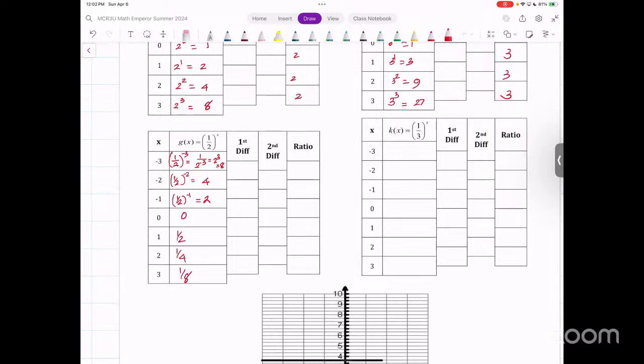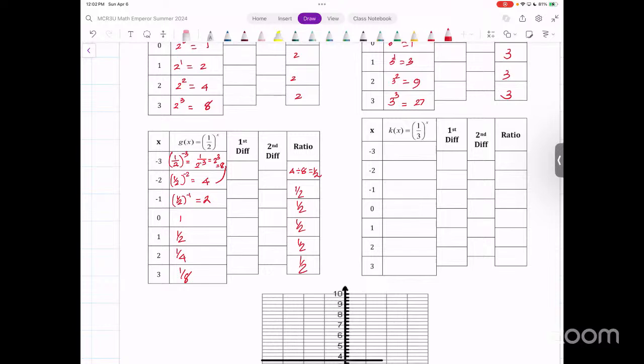But let me show you the ratio. If I divide 4 by 8, I'm going to get 1/2, isn't it? Yes. Isn't it when the exponent is 0, it's 1? Oh yeah, it's 1. Thank you. So the rest is going to be 1/2, 1/2, 1/2.